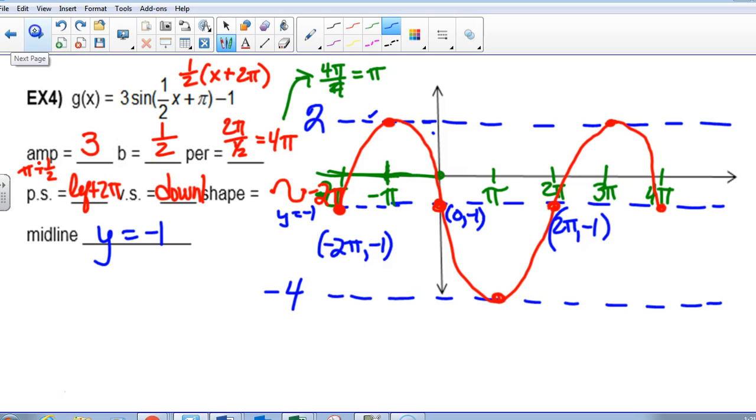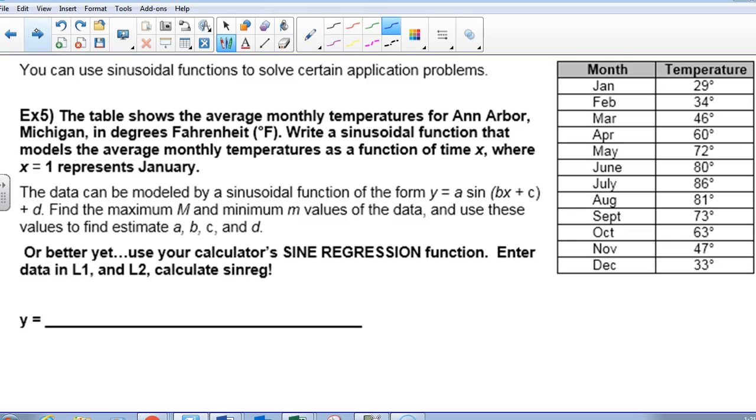All right. Everybody needs a graphing calculator because we're going to use our calculator to come up with a sine regression equation. Everybody got one? Okay, it says this table shows the average monthly temperatures for Ann Arbor, Michigan in degrees Fahrenheit. Write a sinusoidal function, okay?